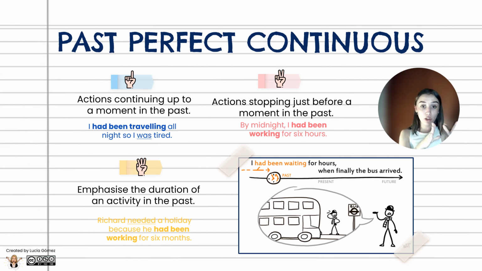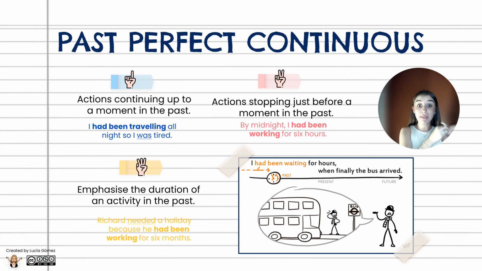Yo había estado viajando toda la noche, enfatizo la duración, que es lo que me interesa siempre en todos los tiempos continuos. Soy I was tired, así que estaba cansada. Ahora soy una persona nueva, no estoy cansada ni nada porque no está relacionada con esa acción. If we see the second example, the second use, we also use the past perfect continuous for actions that stopped just at the moment in the past.